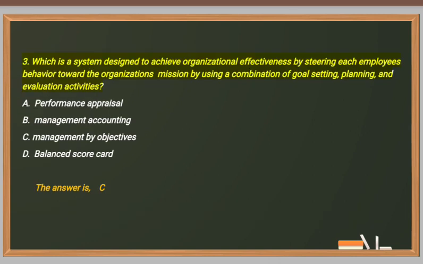3. Which is a system designed to achieve organizational effectiveness by steering each employee's behavior toward the organization's mission by using a combination of goal setting, planning, and evaluation activities? A. Performance appraisal. B. Management accounting. C. Management by objectives. D. Balanced scorecard. The answer is C.